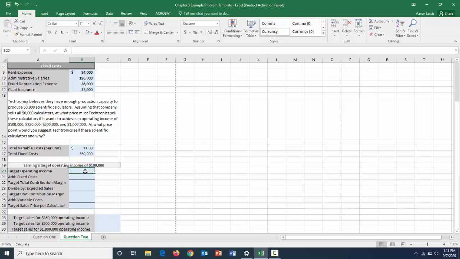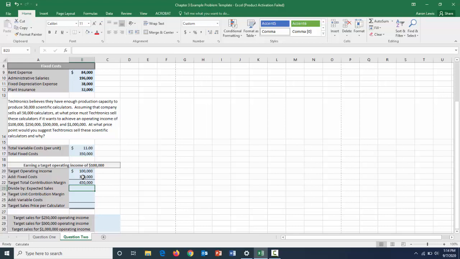Well, we know our target operating income for this particular problem is $100,000. Let's add to that our fixed costs, because by doing so we're going to come up with the total amount of contribution margin that we're going to need to have $100,000 in operating income left over. And our fixed costs, we just figured out, were $350,000 in total. Our rent plus our administrative salaries plus our depreciation plus our plant insurance. Which means we are going to have a total contribution margin equal to these two numbers added together of $450,000.